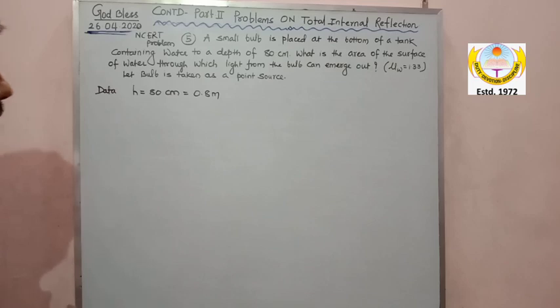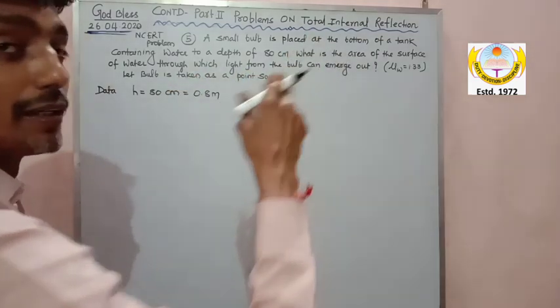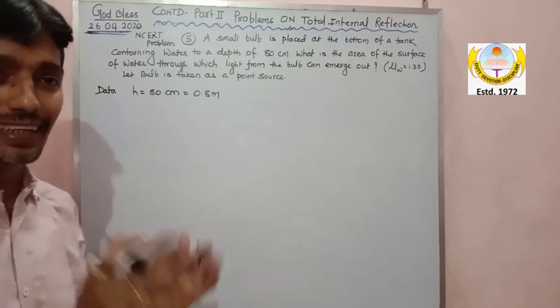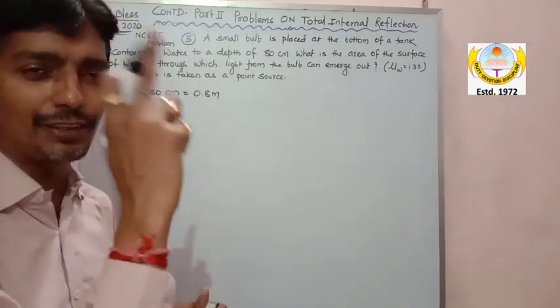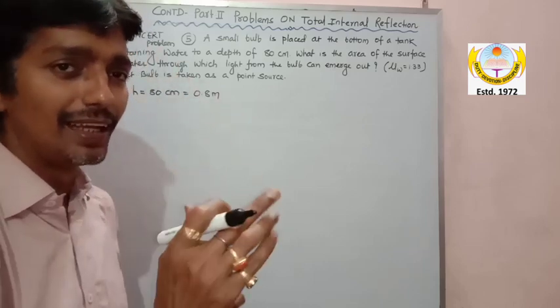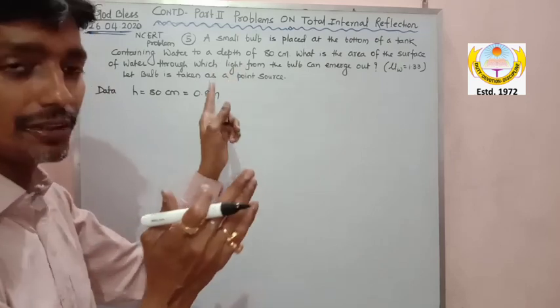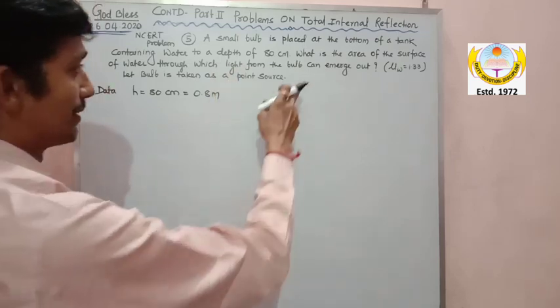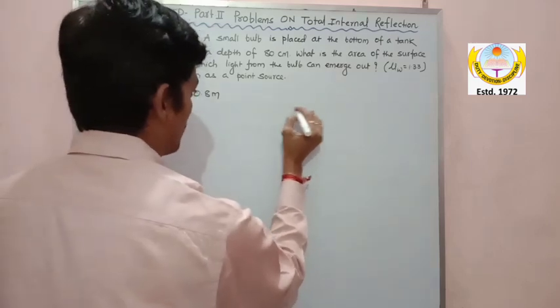What is the area of the surface of water through which the light from the bulb can emerge out? I said this area is nothing but in the form of a patch of a circle. You can see because of the refraction which occurred due to this point source. Am I clear? And this area we are supposed to find.